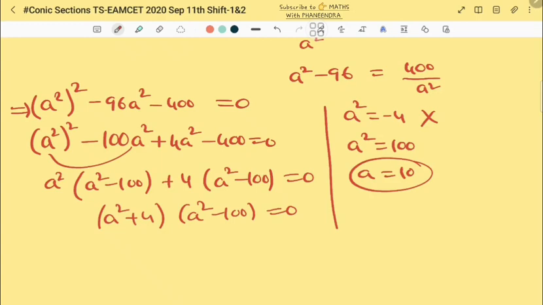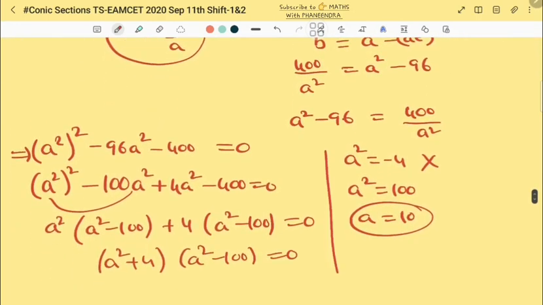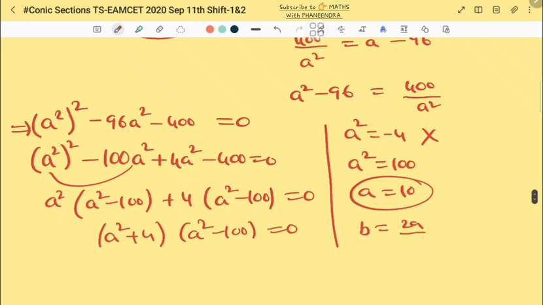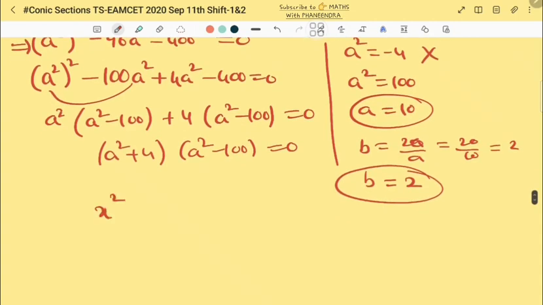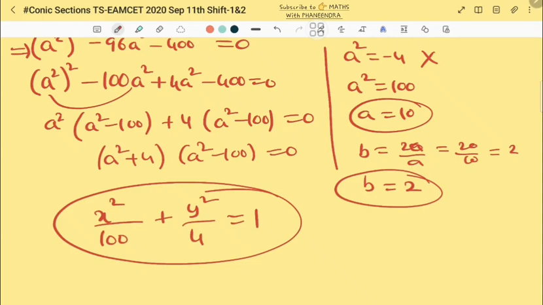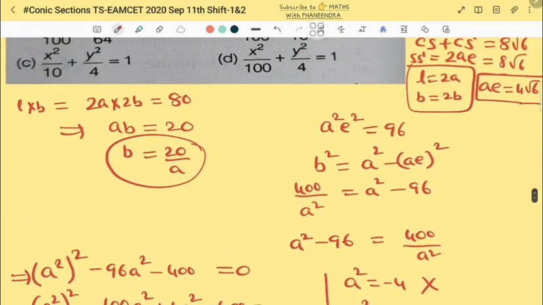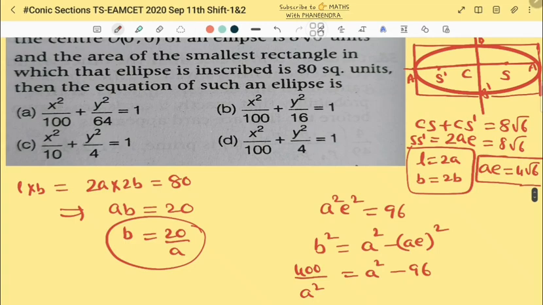Whenever a is equal to 10, here b value is 20 by a only, no? So b is equal to 20 by a, so 20 by 10, that is equal to 2. So b is equal to 2. So x square by a square, that is 100, plus y square by b square, that is 4, equal to 1. This is the required equation of ellipse. I hope you understand, students. It is there in the fourth option. We will move on to the next question.